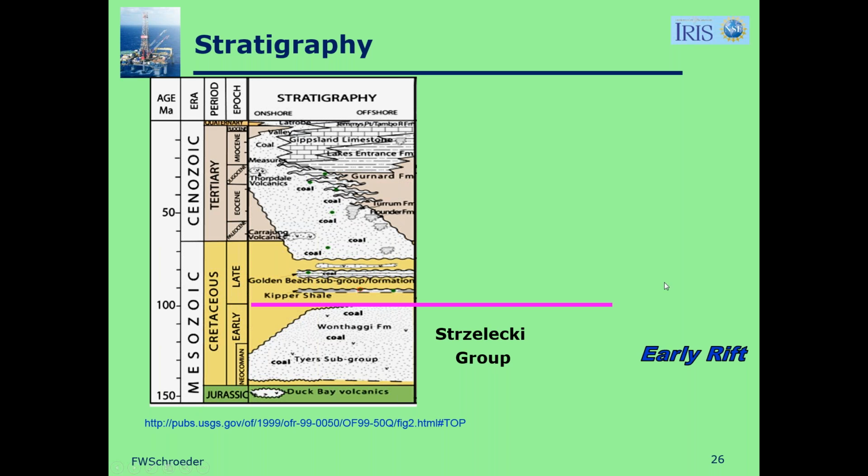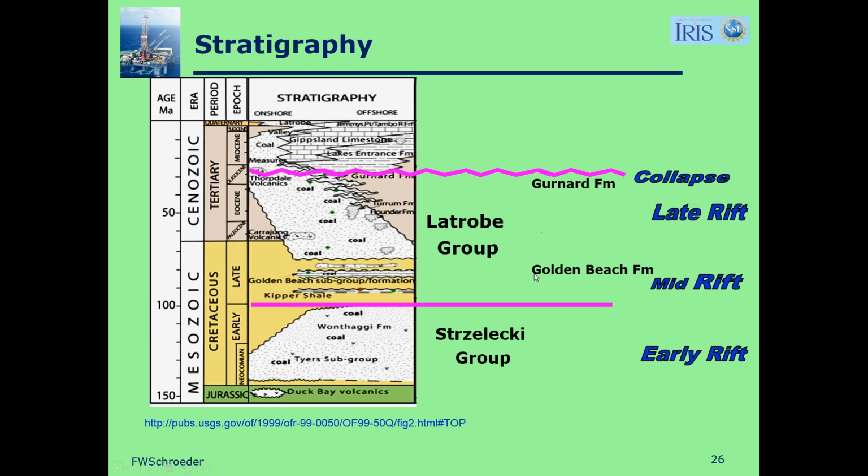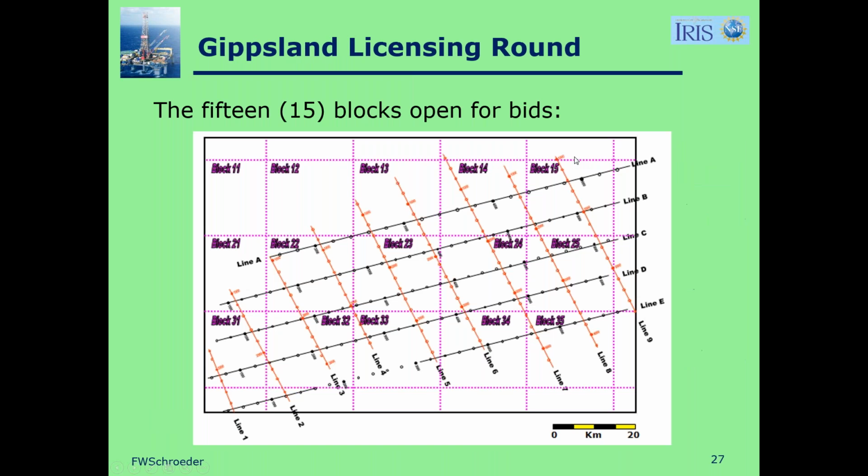So we have the Strzelecki group, that's the earliest part of the rifting. The Latrobe group, which is middle to late. Then we have this major top-Latrobe unconformity that's associated with the collapse, the cessation of rifting. And then we get the Seaspray group on top. The bottom formation of that is the Lakes Entrance, which is our deep water shale that's going to be our sealing lithology.